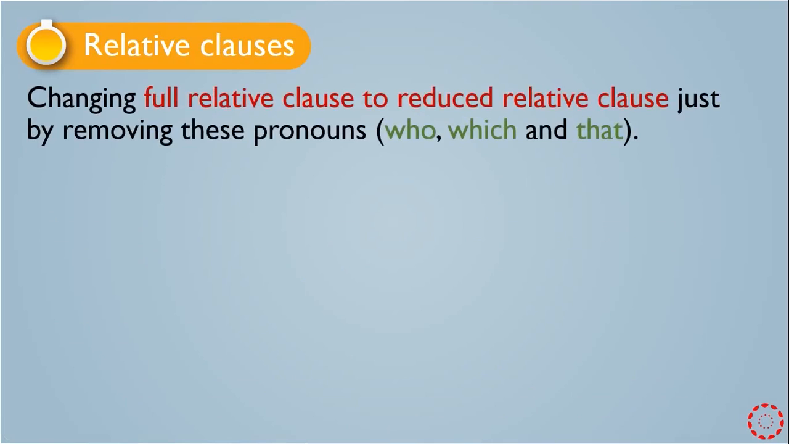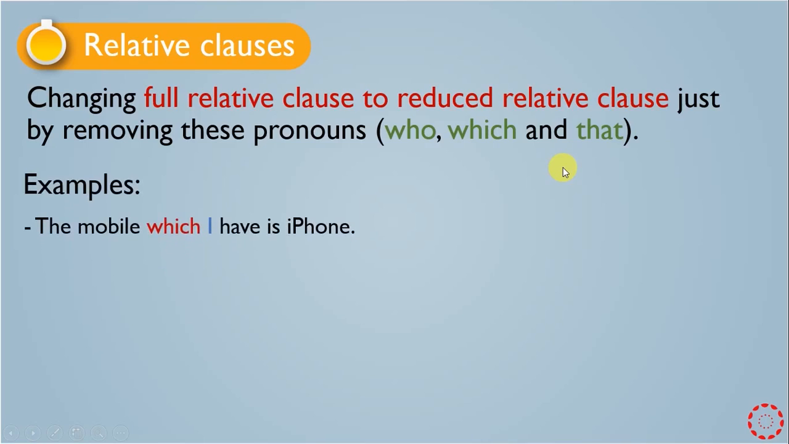How can we change a full relative clause to a reduced relative clause? We change it just by removing these pronouns, I mean the relative pronouns who, which, and that. Look at this example: the mobile which I have is iPhone. We can remove the relative pronoun which in this example, and we can change this sentence from a full relative clause to a reduced relative clause. We say the mobile I have is iPhone. We remove which in this example.